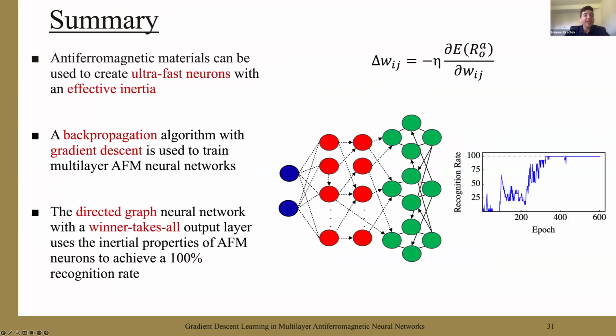So in summary, we can use antiferromagnetic materials and their terahertz properties to create ultra-fast neurons with an effective inertia. We use a backpropagation algorithm with gradient descent in order to train these big multi-layer AFM neural networks. And finally, the directed graph neural network with this special winner-takes-all output layer uses the inertial properties of AFM neurons to achieve 100% recognition rate. Thank you very much.